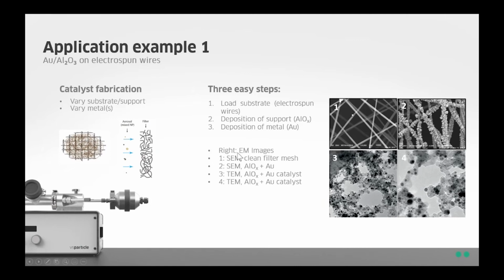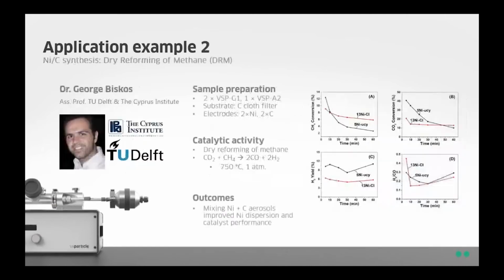This method of immobilizing even two different materials, so the first one as a secondary support, which can be aluminum oxide, titanium oxide, or any other element that you want as a support, is also done with the G1. And then afterwards, you can deposit the active catalyst with the same system.